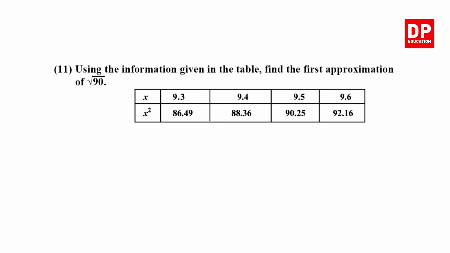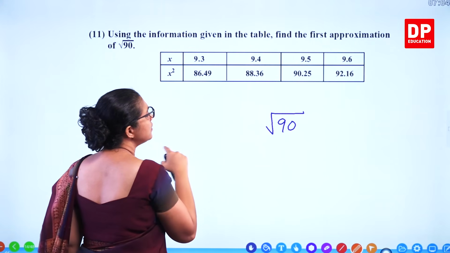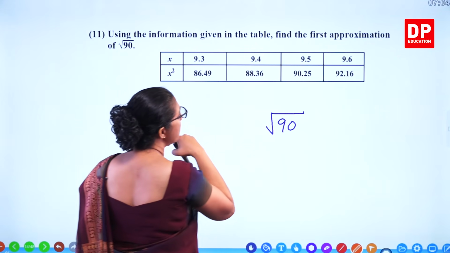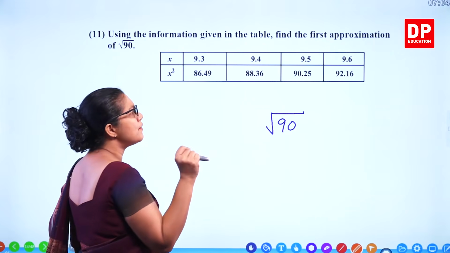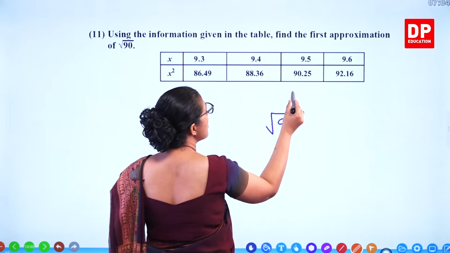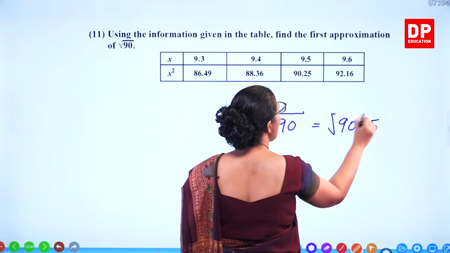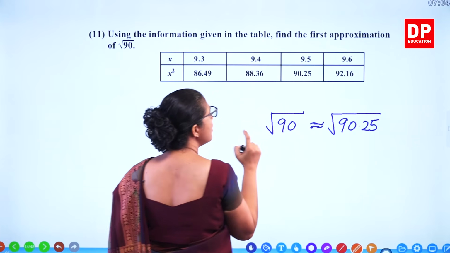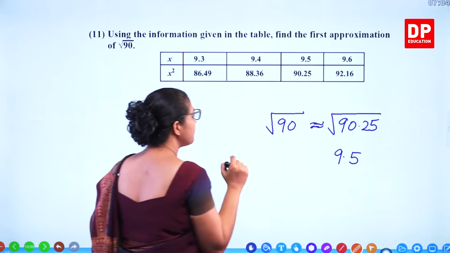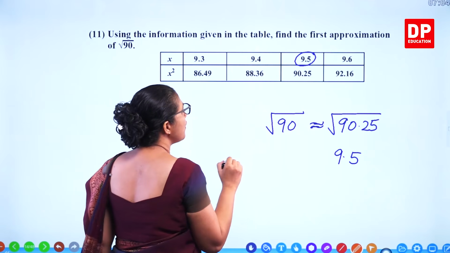Using the information given in the table, find the first approximation of root 90. So we'll have a look. What's the closest value to 90 when you look at this x squared? So the gap is minimum here. 90.25 means just the difference is 0.25. All the other values, it's more than that. So here the closest value, you can take 90.25. When you take the square root of that, so this is the closest value, 90.25. What's the square root value? 9.5. So 9.5 is the answer. So you can write down 9.5.